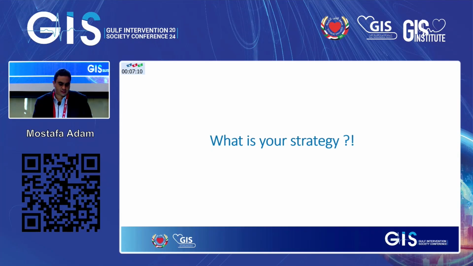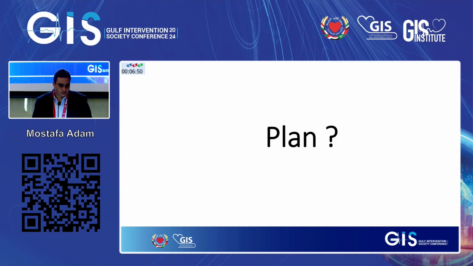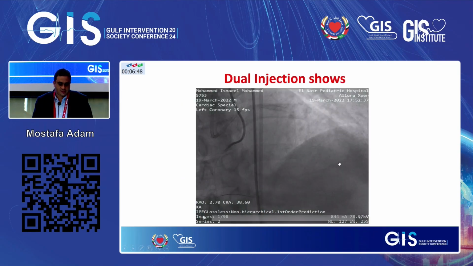So what's your strategy? This is the algorithm we work with. We have the assessment: the proximal cap is a blunt stump, the length is more than 20 millimeters, the distal cap has good caliber, with epicardial collaterals. So our plan was between antegrade wire escalation, ADR, or retrograde. So this is the dual injection.